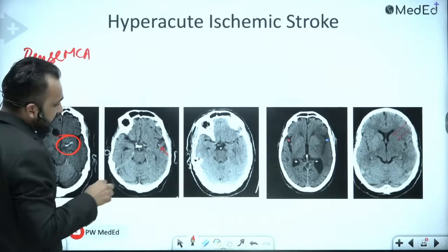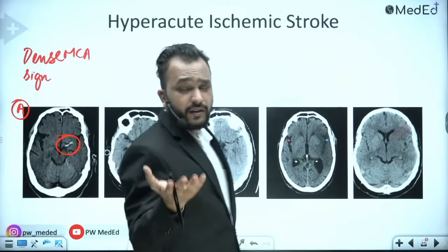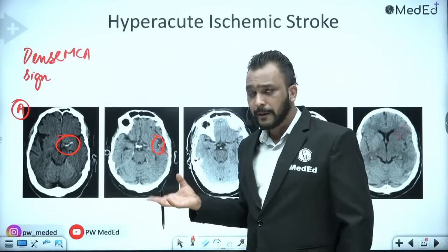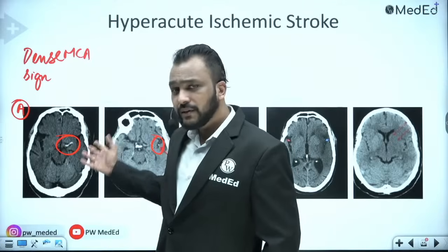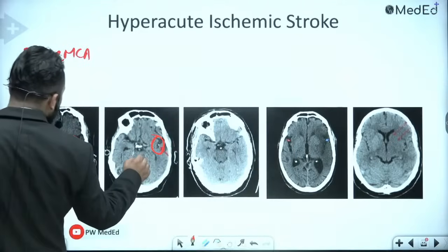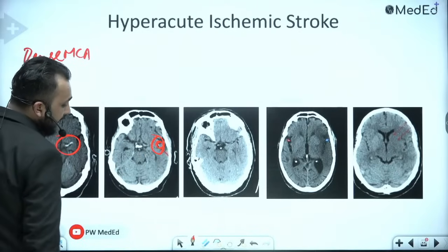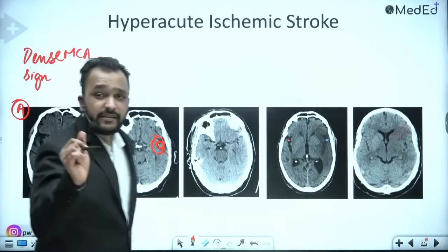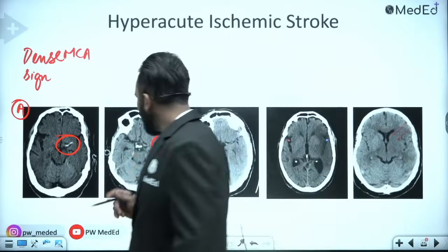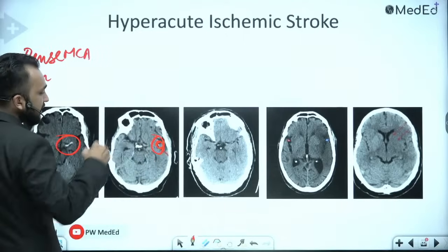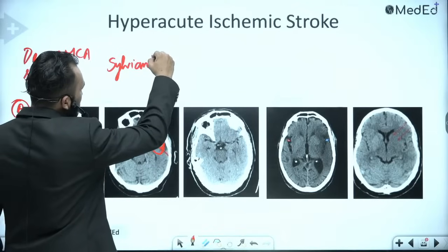This is because of the thrombus in the middle cerebral artery, and thrombus within the middle cerebral artery will appear hyperdense. That is why you are seeing this dense MCA sign. In the second image, you can see that there is a dot shaped hyperdensity in the sylvian fissure. This is a thrombus in the M2 segment of middle cerebral artery. And this is your sylvian dot sign.